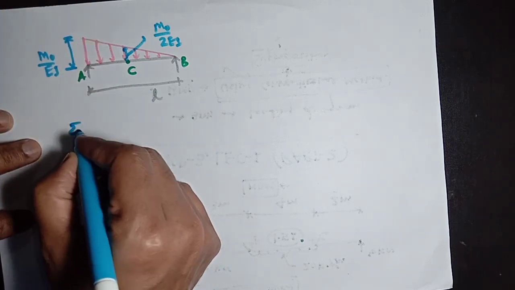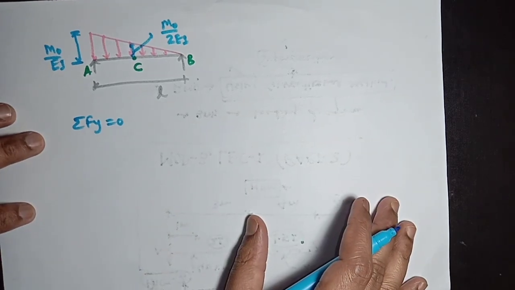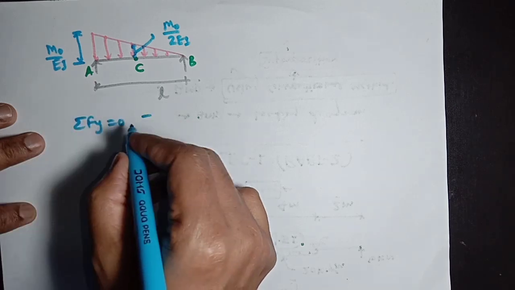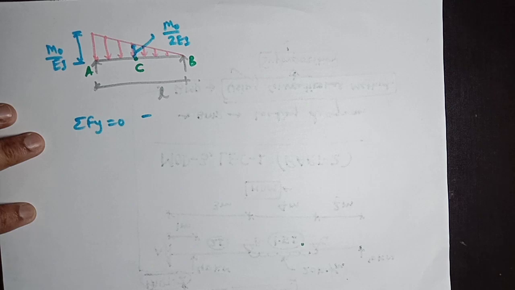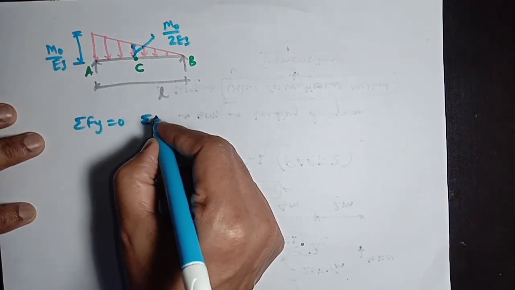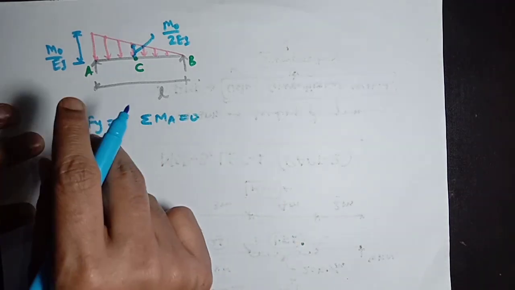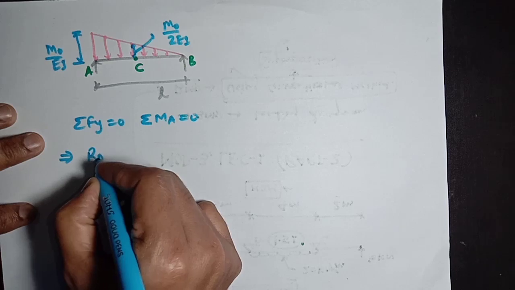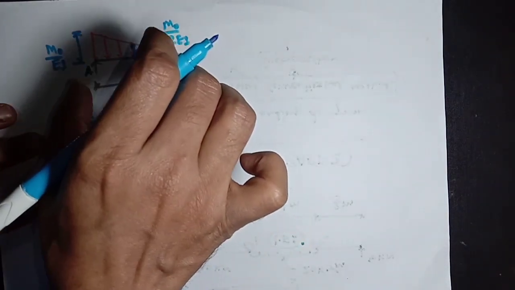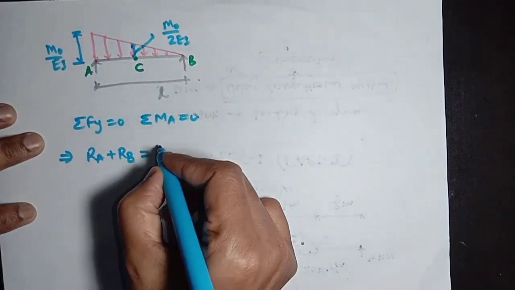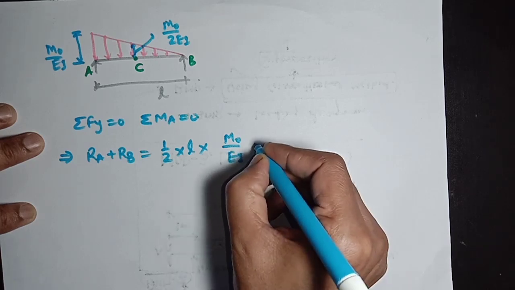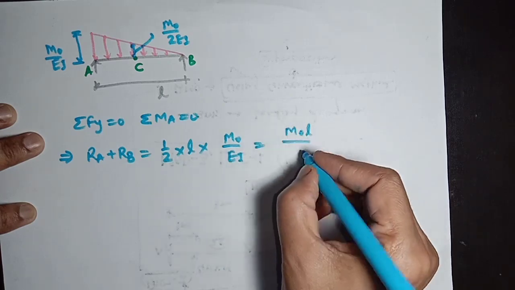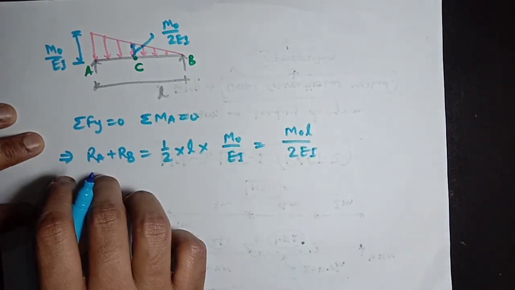The sum of vertical load Fy will be 0 as per the equilibrium equation of vertical load, and for the equilibrium equation for moment we are taking about point A, so the summation of moment about A will be 0. Hence Fy will be what? The total area of this load will give the total load, and the reaction is in the upward direction, so RA plus RB will be equal to the area of this loading diagram. This area can be calculated very easily. It is a triangular load, so it will be half multiplied by this length L and the height of this triangular loading, M0 divided by EI, so it will be M0 L divided by twice EI. This is the reaction RA plus RB.